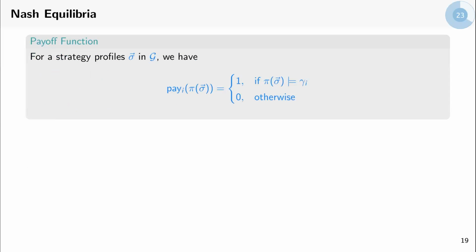Now we have strategy profiles, and then we can define Nash equilibria. So for a given strategy profile sigma, we define the payoff function first as follows. The payoff of agent i equals 1 if the resulting play from the strategy profile satisfies the goal of i. Otherwise, no. So we get 1 or 0 because we have a logic formula and it's either true or false.